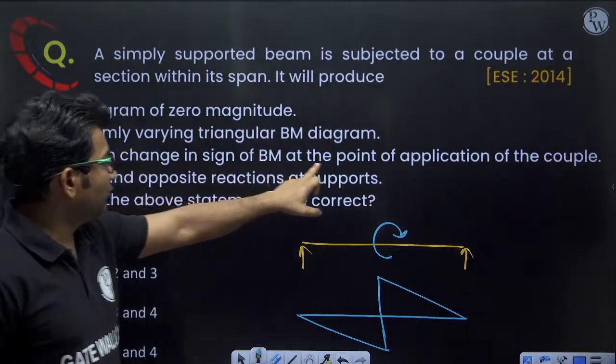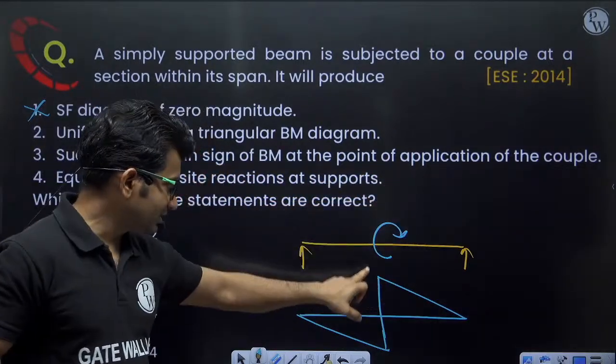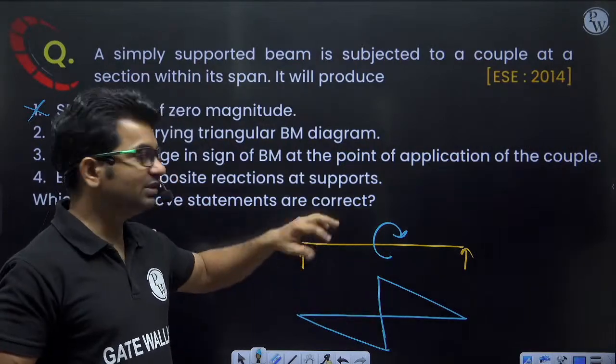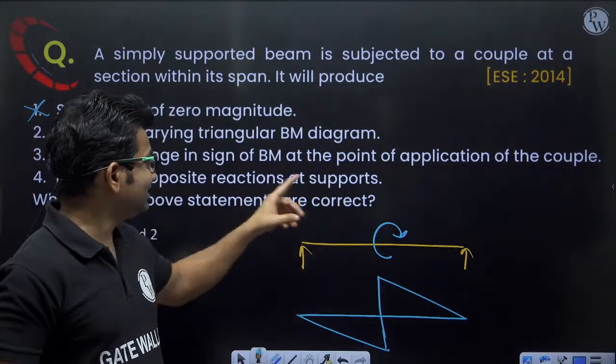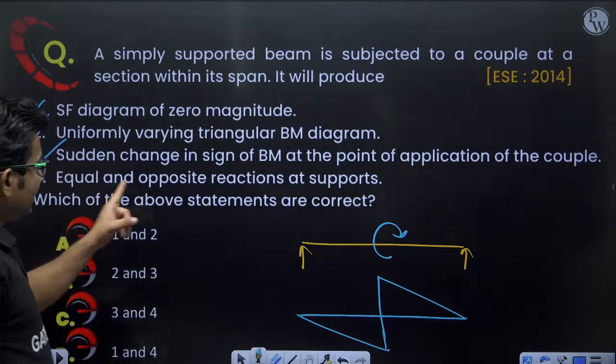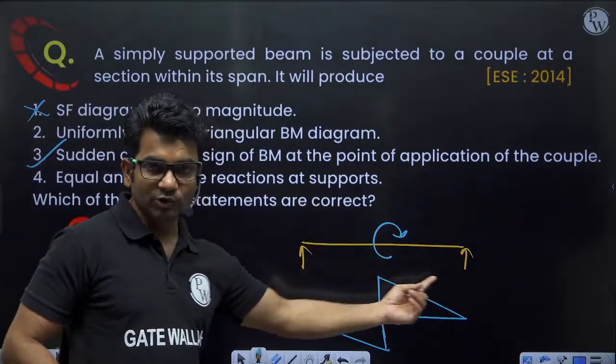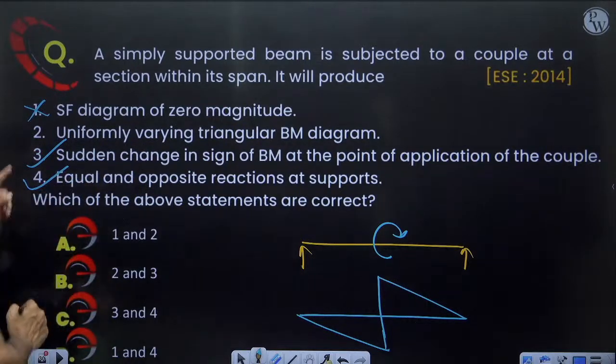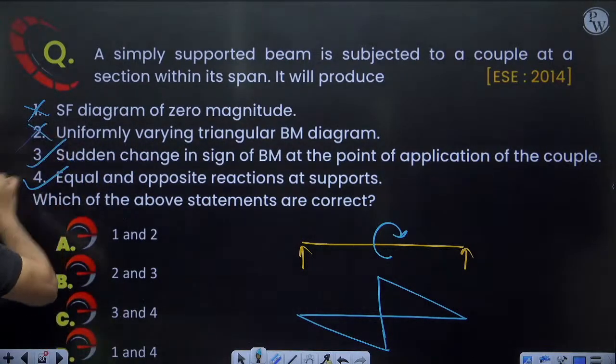Sudden change in sign of bending moment at the point of application of the couple. Sudden change in magnitude and sudden change in sign. Anyway, yes, this is correct. Equal and opposite reactions at its supports. Yes, this is correct. So 3 and 4 are correct, and this will be considered wrong.